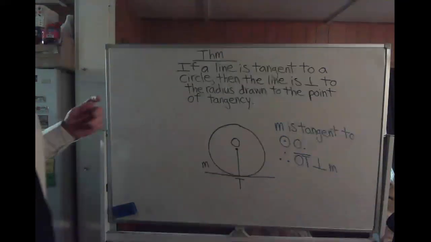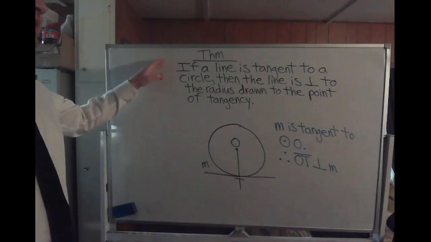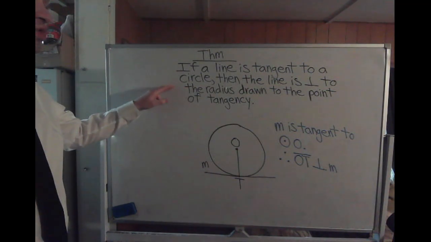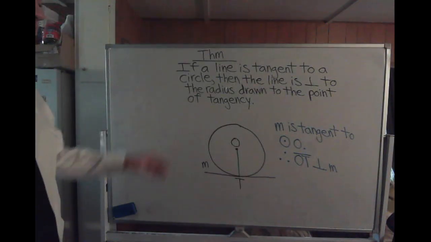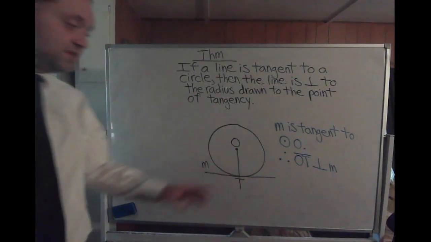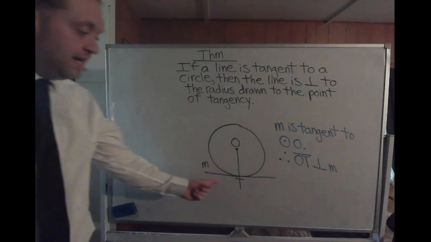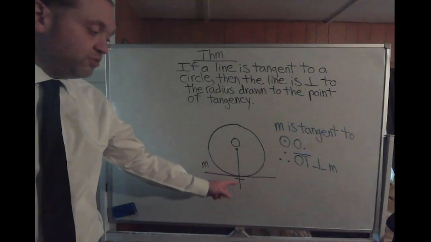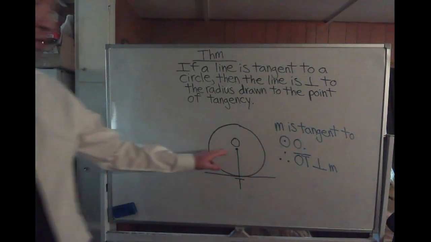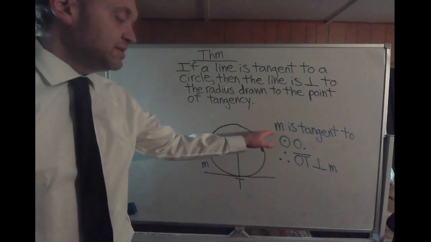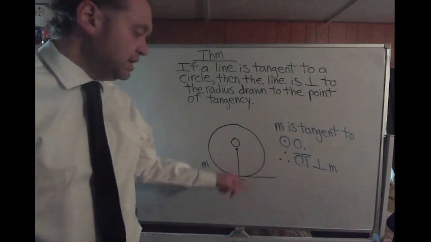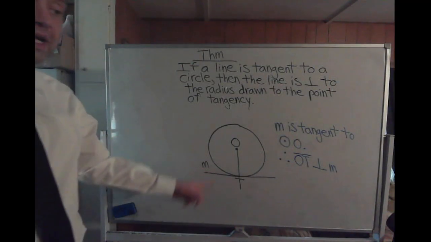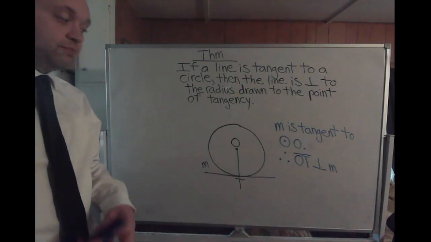We have our very first theorem here that states if a line is tangent to a circle, then the line is perpendicular to the radius drawn to the point of tangency. So here you have circle O with O at the center, and then you have line M, which is tangent to circle O at point T. That's T, the point of tangency. So according to this theorem, since line M is tangent to circle O, then radius OT, segment OT, is perpendicular to line M. That's all that theorem is saying.